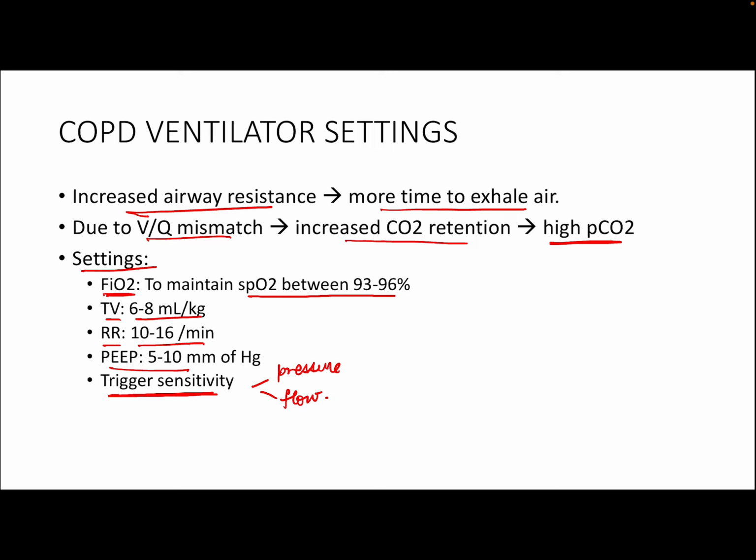So if you're using a pressure triggering method, the trigger sensitivity is set at something like -1 to -2 centimeters of water. So this essentially means that the airway pressure should reduce 1 to 2 centimeters below the atmospheric pressure, which is the equilibration pressure. When that pressure is reached, the ventilator triggers a breath. In flow triggers method, the ventilator triggers a breath when the patient generates an airflow of around 2 liters per minute.